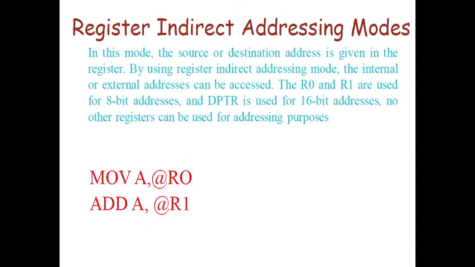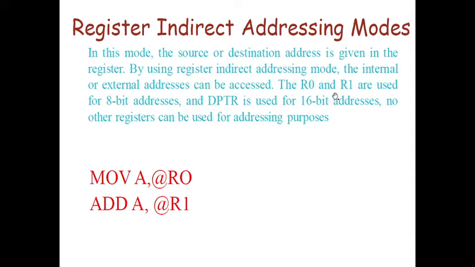Whereas the third one is the register indirect addressing mode. Here, the address of the data which is to be operated on is stored in a register first, and we are not specifying the address directly, we are specifying the data by using that register. Listen clearly: here the source or destination address is given in a register. By using the register indirect addressing mode, the internal or external address can be accessed.